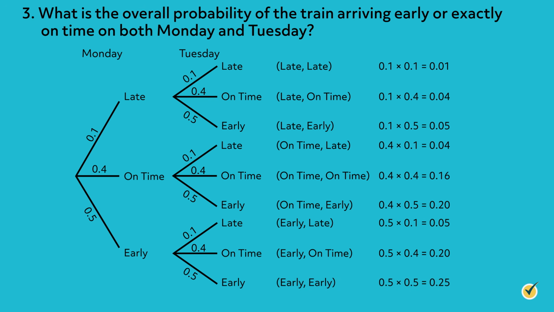What is the overall probability of the train arriving early or exactly on time on both Monday and Tuesday? First, identify the scenarios in which the train is either early or on time for both days. There are 4 scenarios where this is true. Next, find the sum of the overall probabilities with the trains either early or exactly on time. When you add these values together, you get 0.81. Therefore, the overall probability of the train arriving either early or exactly on time for both days is 0.81. Great job!